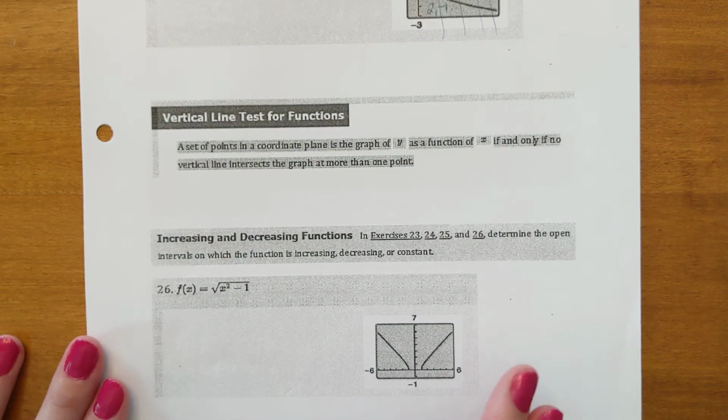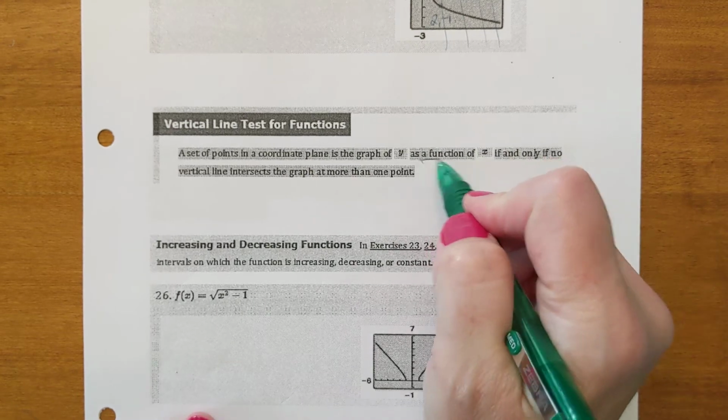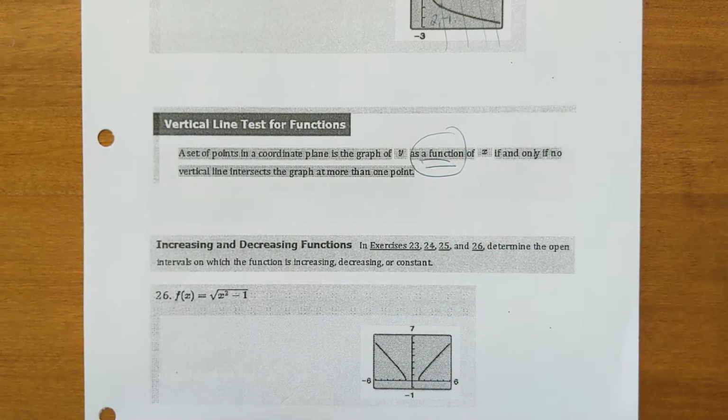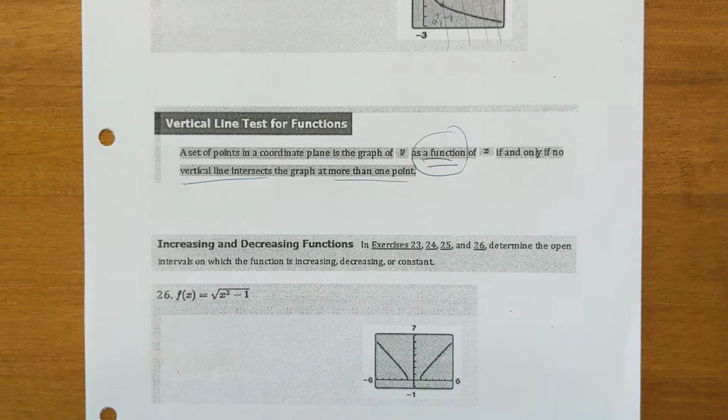And then they write down here what the vertical line test is: a set of points in a coordinate plane is the graph of y as a function of x if and only if no vertical line intersects the graph at more than one point. So it's a function if it doesn't intersect the graph vertically at more than one point.